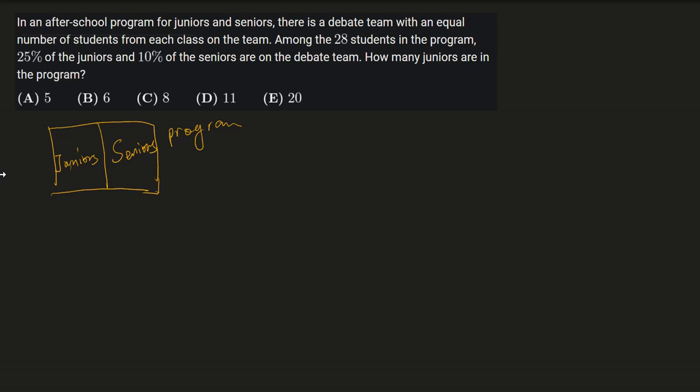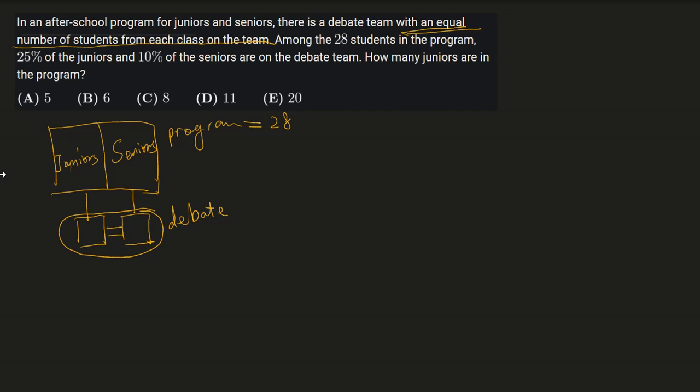And now they are going to form a debate team with equal number of students. This is very crucial, with equal number of students from each class on the team. So which means we need to bring out the same quantity from the two subgroups. So these two are equal. And then we form up a debate team. This is our debate team, right?